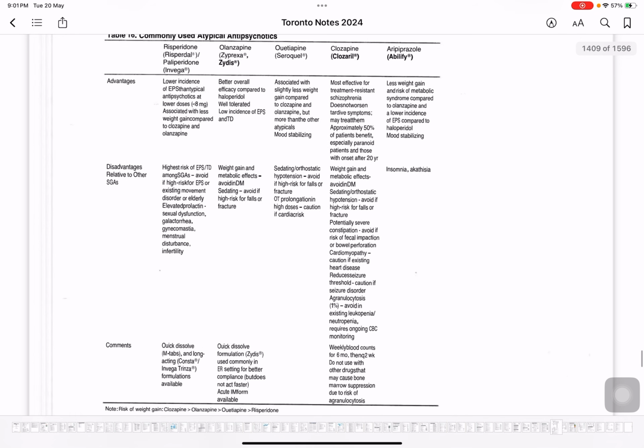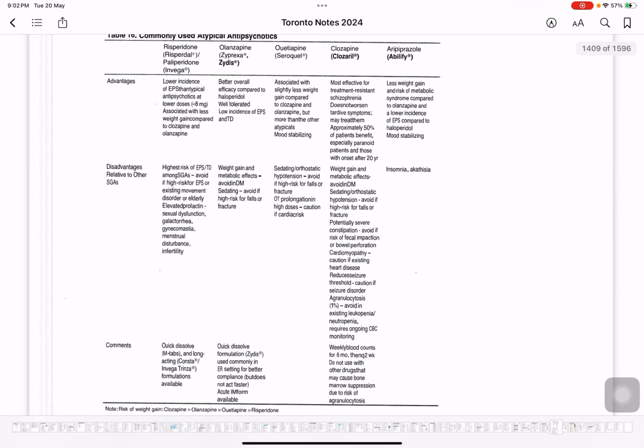Okay. So now it says weekly blood counts for 6 months, then every 2 weeks, and do not use with other drugs that may cause bone marrow suppression due to risk of agranulocytosis. So clozapine has a serious side effect of agranulocytosis. First, you have to do CBC every week, and then after 6 months you will do it bi-weekly.